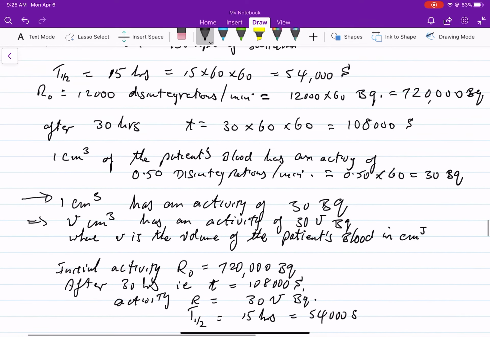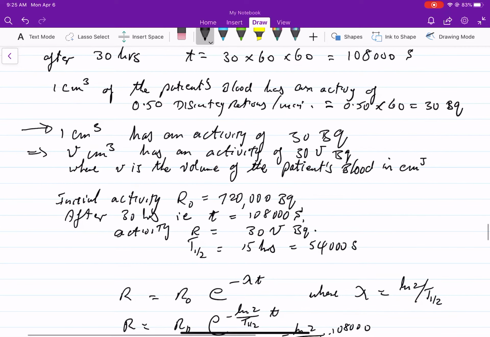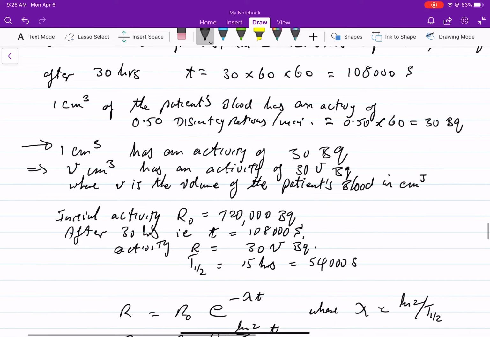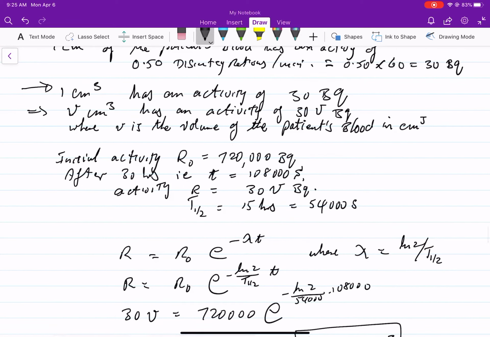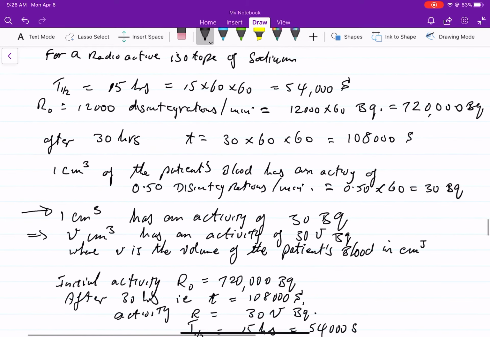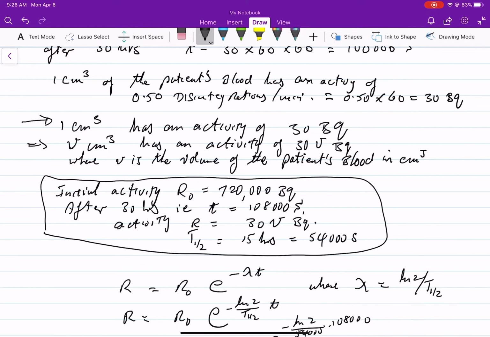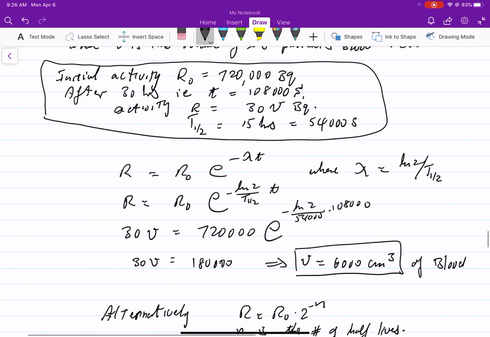Up here, I just extended everything. The initial activity is 720,000 becquerels. After 30 hours, which is a time of 108,000 seconds, the activity was 30V becquerels. And the half-life, which was 15 hours, ended up being 54,000 seconds. All that stuff above was just so that I can get this bit of information. That's what I need. Now I'm going to plug it into this equation.